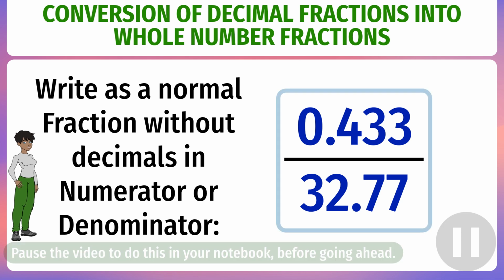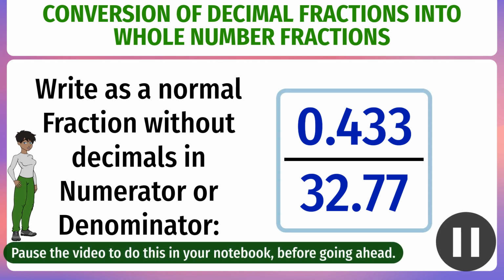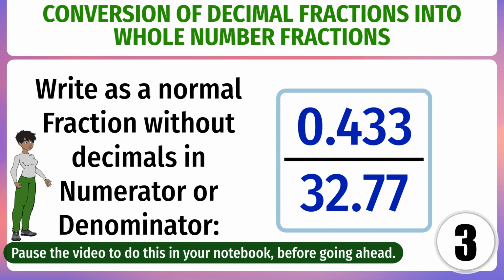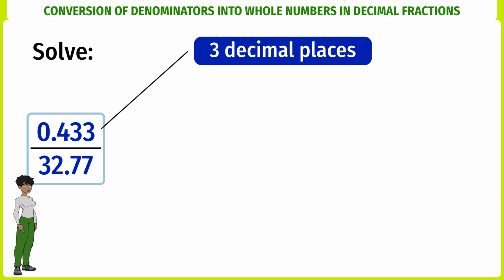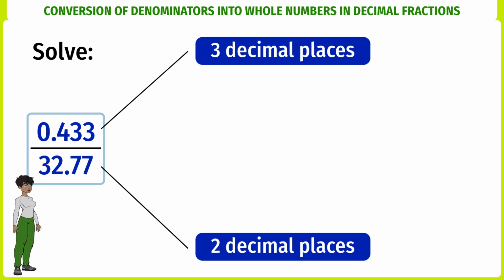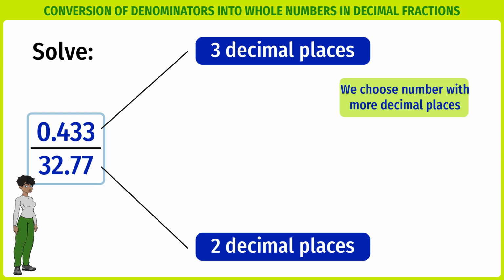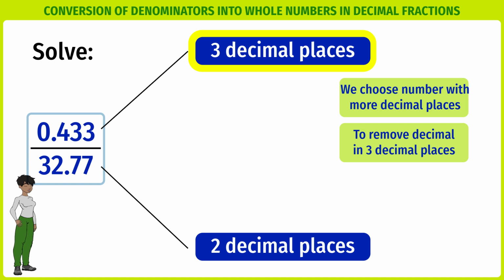The given fraction has decimals in the numerator and denominator. Can you convert it into a fraction with only whole numbers in the numerator and denominator? The numerator is a decimal with 3 decimal places, whereas the denominator is a decimal with 2 decimal places. To remove decimals, we choose the one with more decimal places, which is 3.